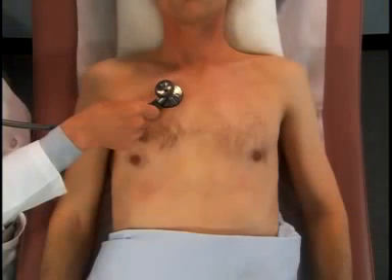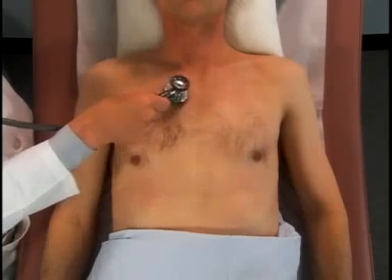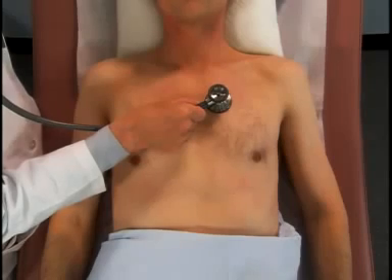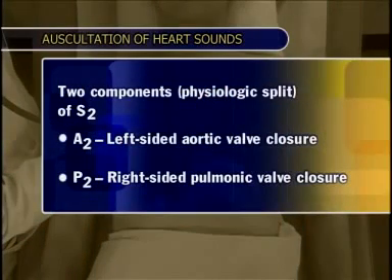Still listening in the aortic area, but focusing more in the pulmonic area. Try to identify the inspiratory splitting of S2 into its 2 components. Its first component, A2, is from left-sided aortic valve closure. Its second component, P2, comes from right-sided pulmonic valve closure.